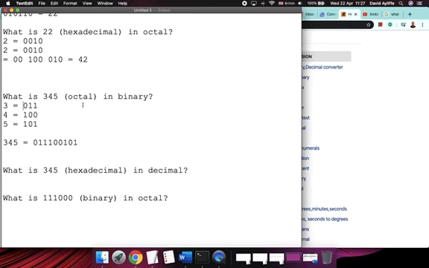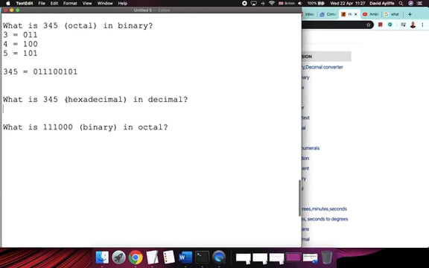So 345 octal in binary. This is 3 in octal, this is 4 in octal, this is 5 in octal. We just concatenate them all together. And there we go, that's the answer.